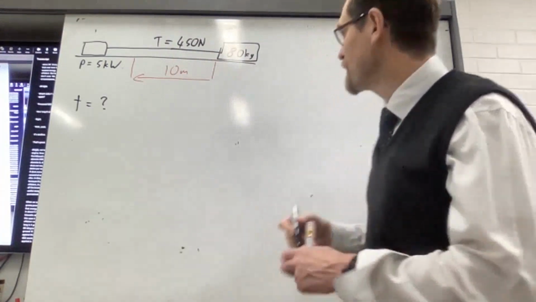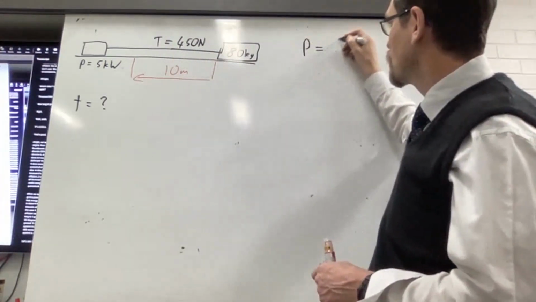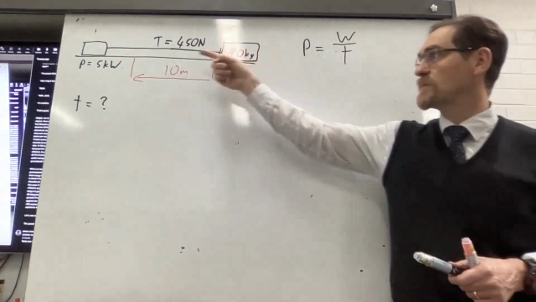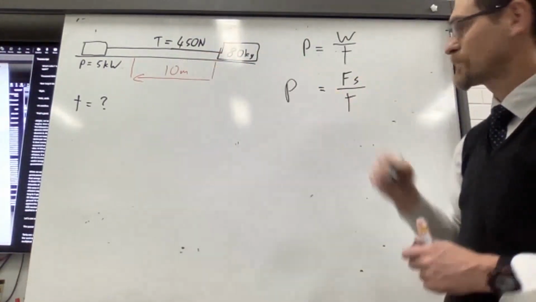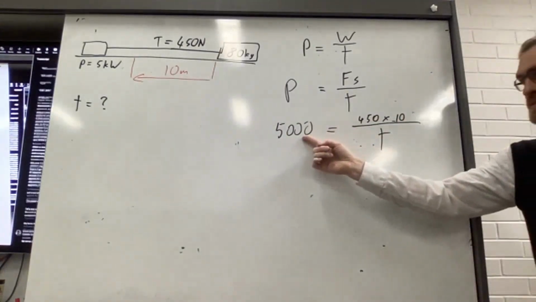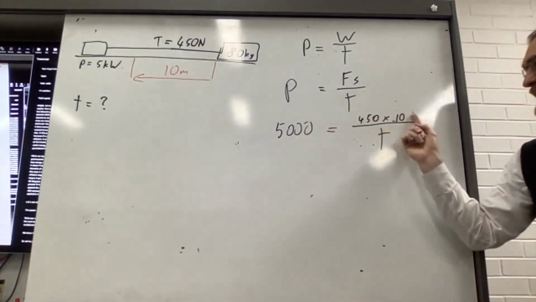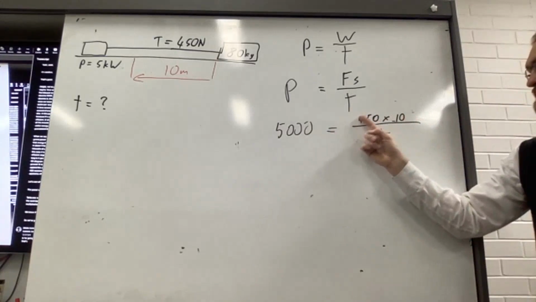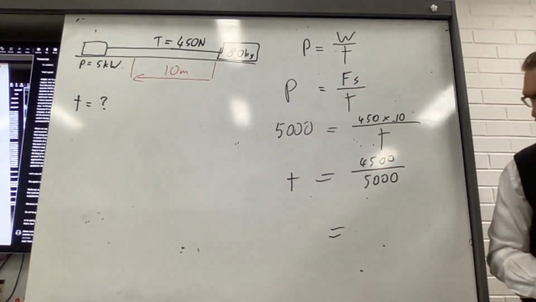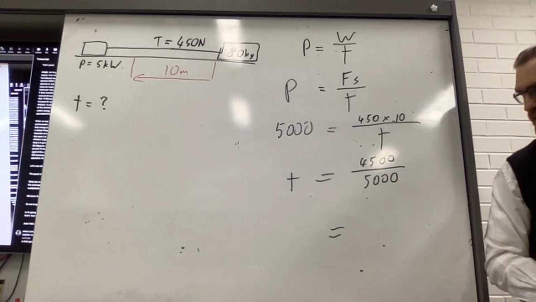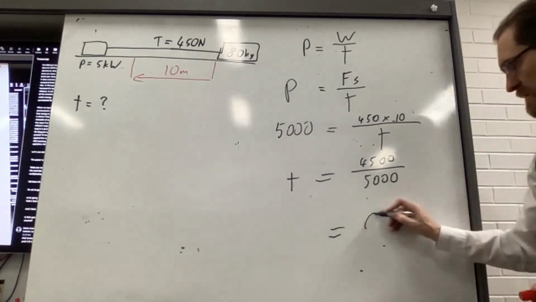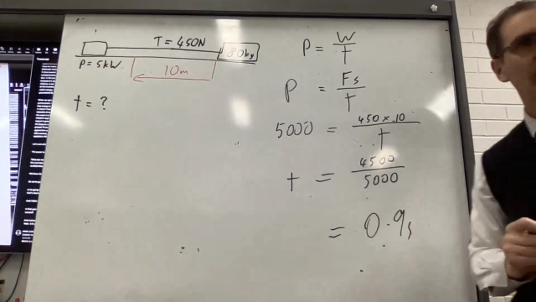Let's see what we've got. So power equals work over time. What's the work being done? Force multiplied by distance. We know that the power is 5,000. So we've got 5,000 watts is equal to 450 by 10, so that's 4,500, divided by t. And I think that's going to be, what's that going to be? 0.9 of a second. Can someone check for me? Yeah, 0.9 of a second, which is really quick, really quick. You don't want to be in the way.